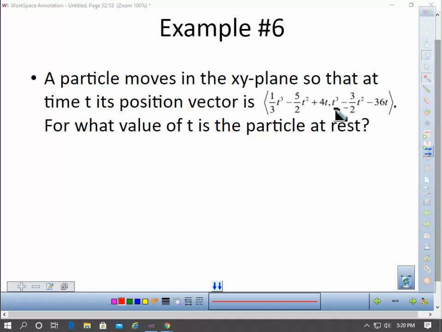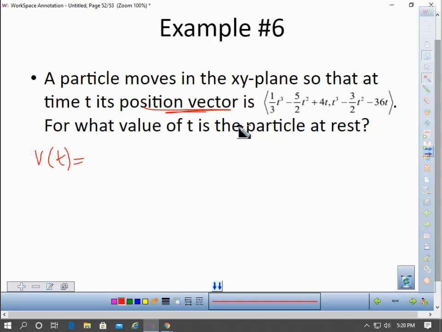Just like we did when we've done other problems where we wanted to be at rest, when you're at rest, your velocity is 0, right? So a particle moves in the xy plane. We've got its position vector. This is the position vector. How do you find the velocity vector? Well, the velocity vector is going to be the derivative. So let's do the derivative of this.